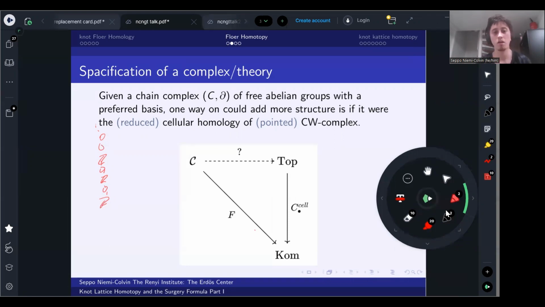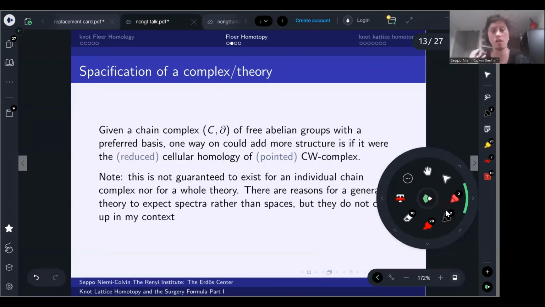So that way we go back to how we construct our functor and ask, was there any information we threw away that we could still remember and use to give more structure? And I'll say one note here, this ability to factor is not guaranteed for an individual chain complex, nor is it guaranteed for a whole theory. Particularly for a whole theory, you need to be able to show that you made those decisions in a consistent way for different representations of the same knot or three manifold.